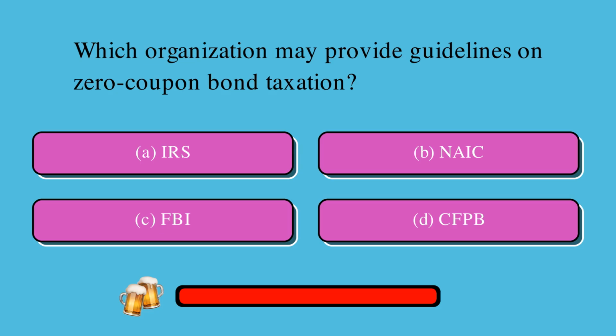Which organization may provide guidelines on zero coupon bond taxation? Is it A, IRS, B, NAIC, C, FBI, or D, CFPB?